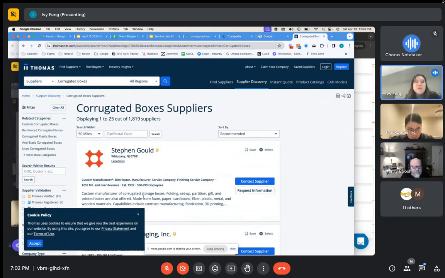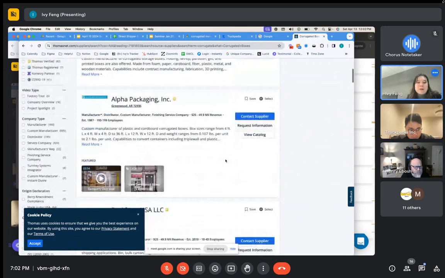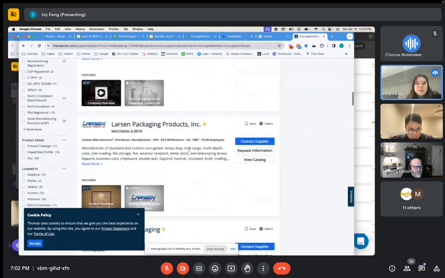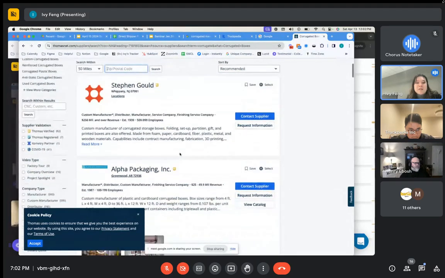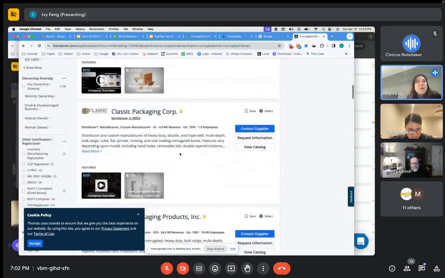But here you can see these are all the different suppliers who do corrugate, and you are able to find their location, the number of employees, everything about them, and you can even type in your zip code and get them within 50 miles of yourself. And this is a great way to start finding manufacturers and shippers that are nearby you.